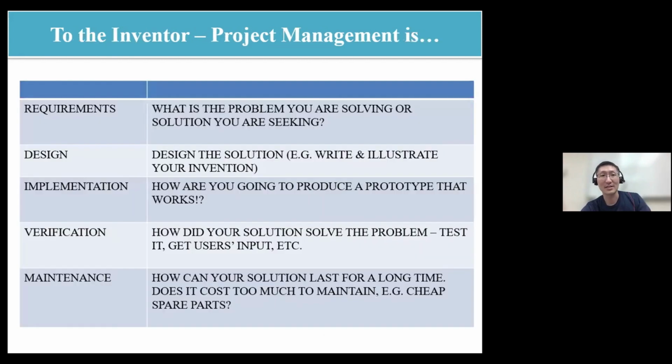Okay, so this is the definition. The requirement is what is the problem that you are solving, or what is the solution that you are looking for. Next is the design. Design the solution. You can either write it down or draw a diagram or even do some other planning based on your design. And then the next stage is implementation. How are you going to spend your time and resources to produce that prototype that is working for you and your team?